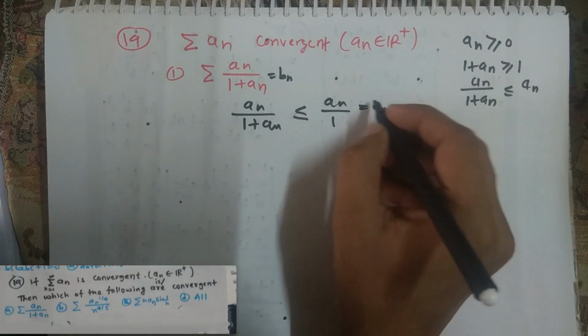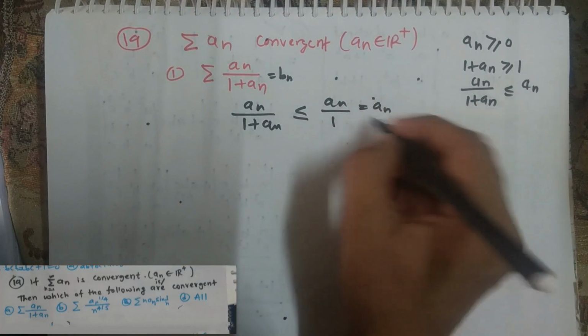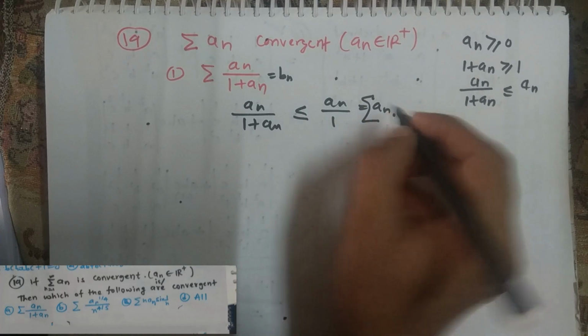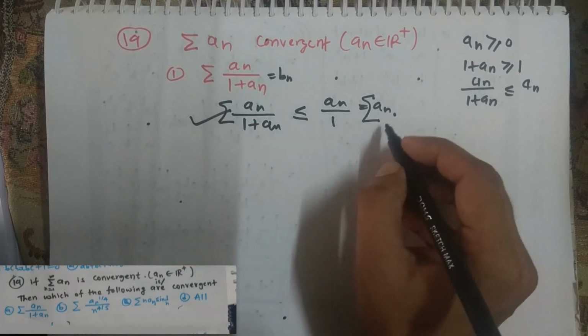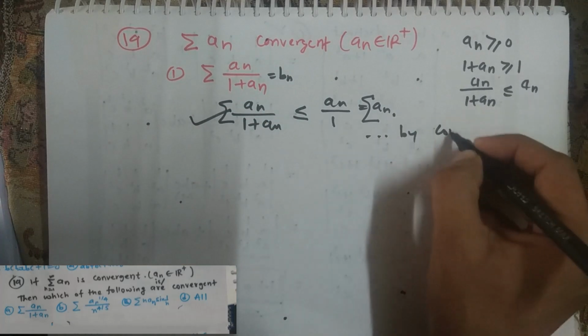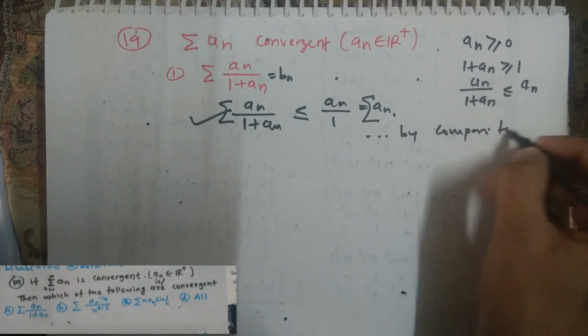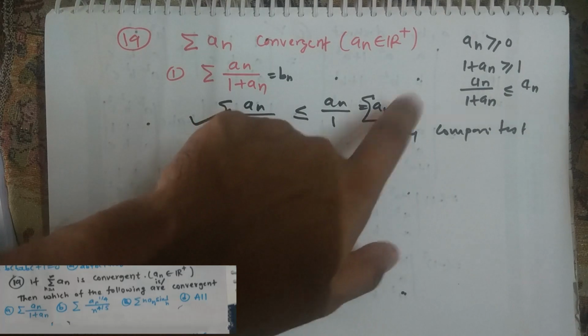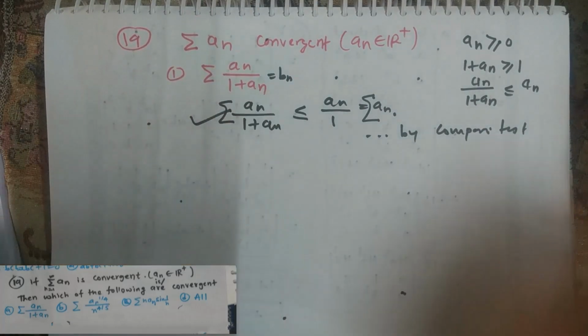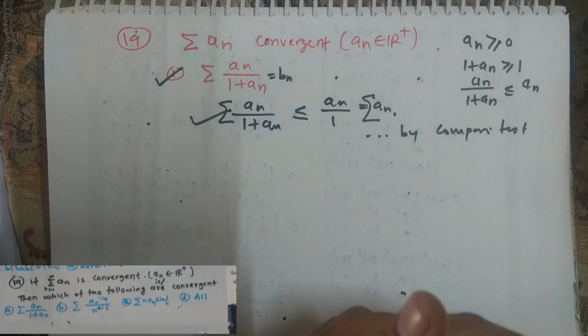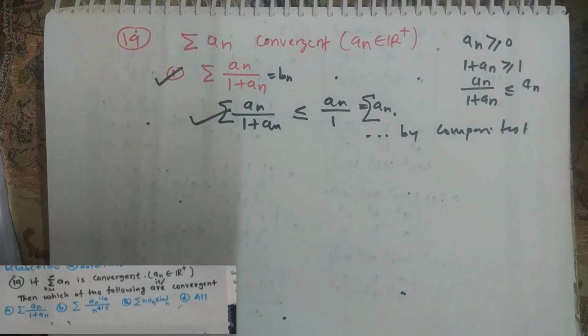But see, they have given this series is convergent, means what? Obviously this series is convergent. So by comparison test, if the bigger series converges, then the smaller series will also obviously converge. Okay, so the first option is going to be true. Now let's look at the second option.